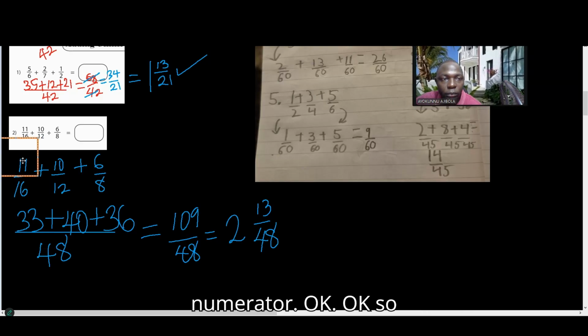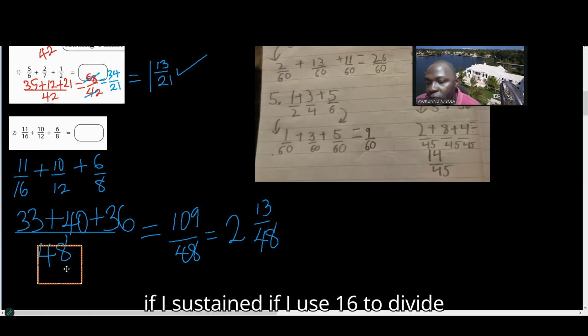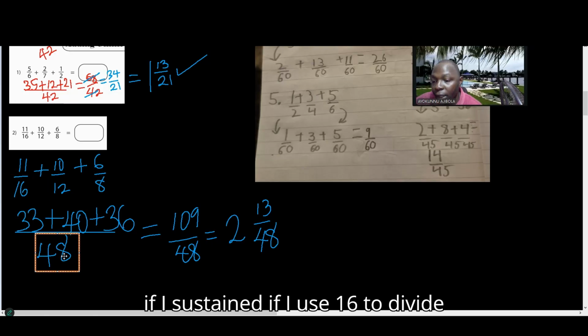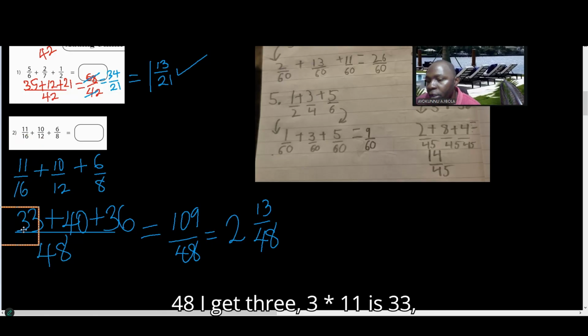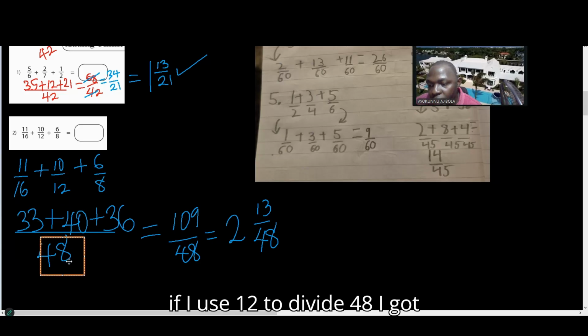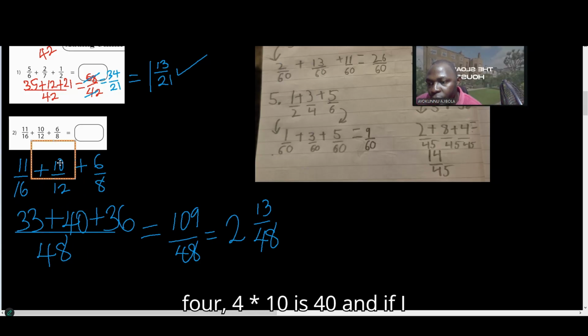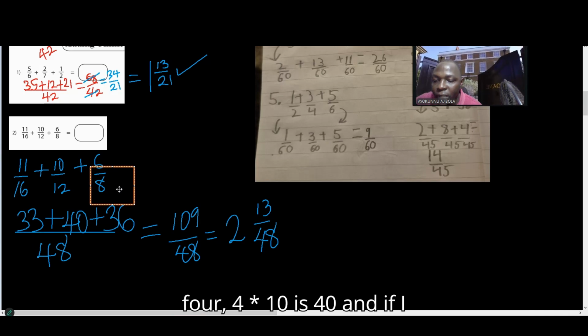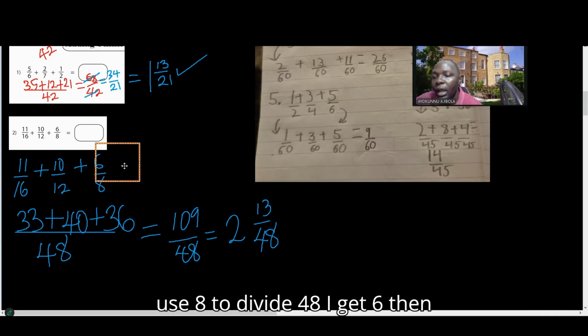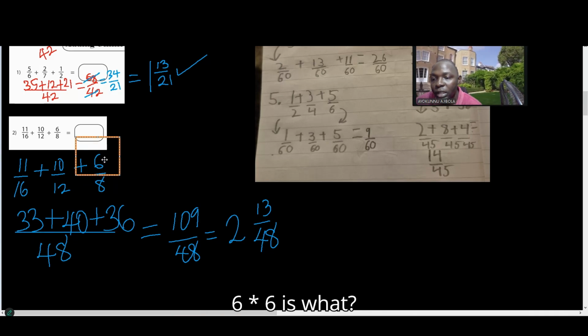Okay? Okay. So if I use 16 to divide 48, I get 3. 3 times 11 is 33. If I use 12 to divide 48, I get 4. 4 times 10 is 40. And if I use 8 to divide 48, I get 6. Then 6 times 6 is what?